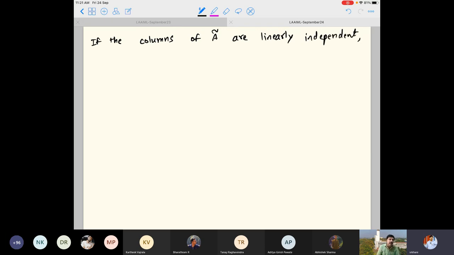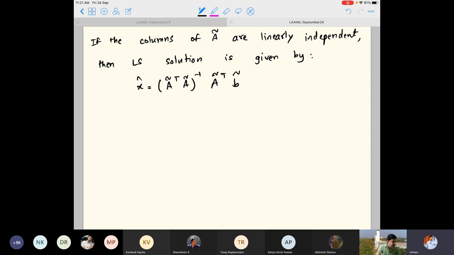Okay, the columns of A tilde are linearly independent. Then what is the least square solution? The least square solution is given, as we all know, using the normal equation. So the least square solution x hat will be given by (A tilde transpose A tilde) inverse A tilde transpose B tilde, correct? So that is what you will get.